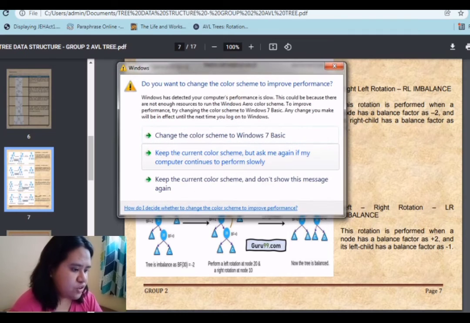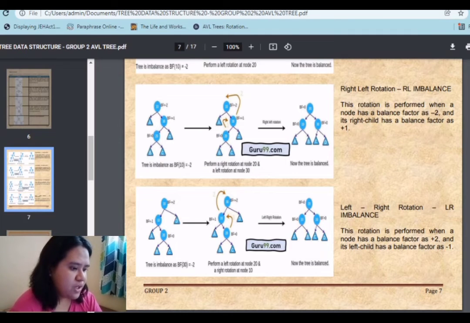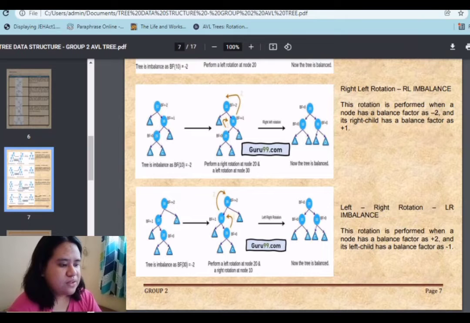So in this illustration, we are given an AVL tree which is imbalanced, as the balance factor of 30 is equal to negative 2. So we're going to perform a left rotation at node 20 and a right rotation at node 10, as seen in the illustration. After left-right rotation is performed, we can see the arrows here. We're just going to follow it one by one for a clear understanding.